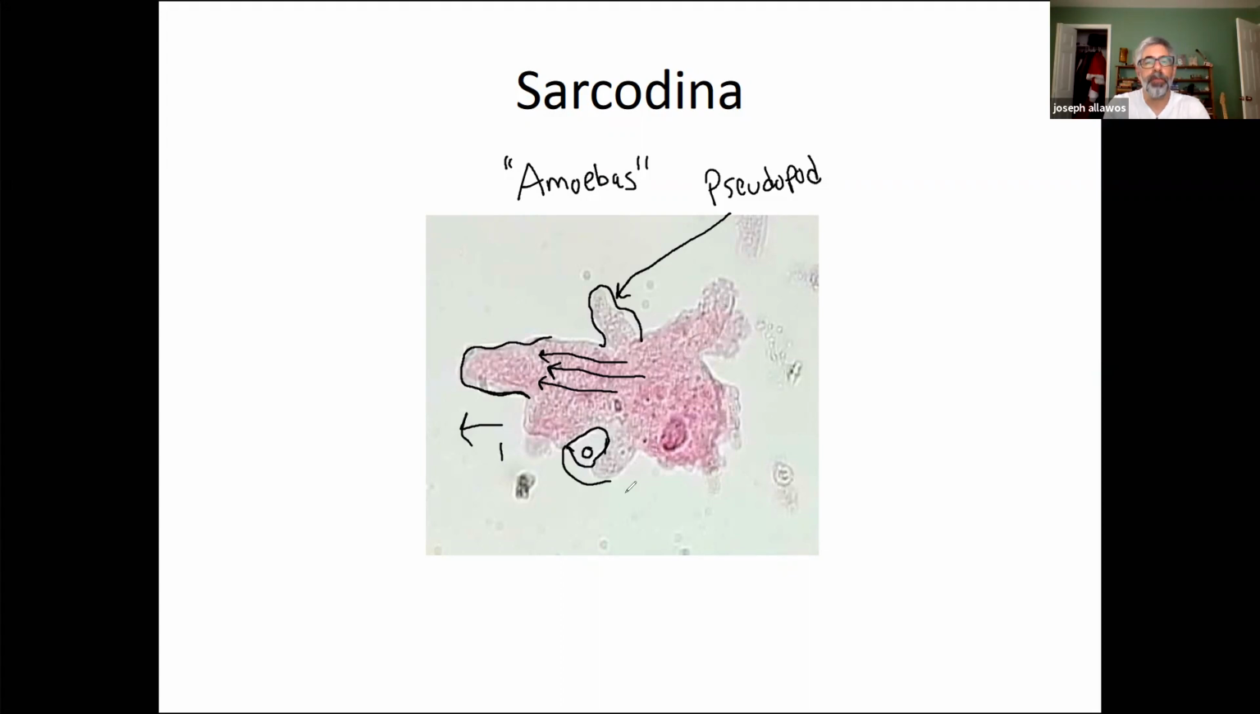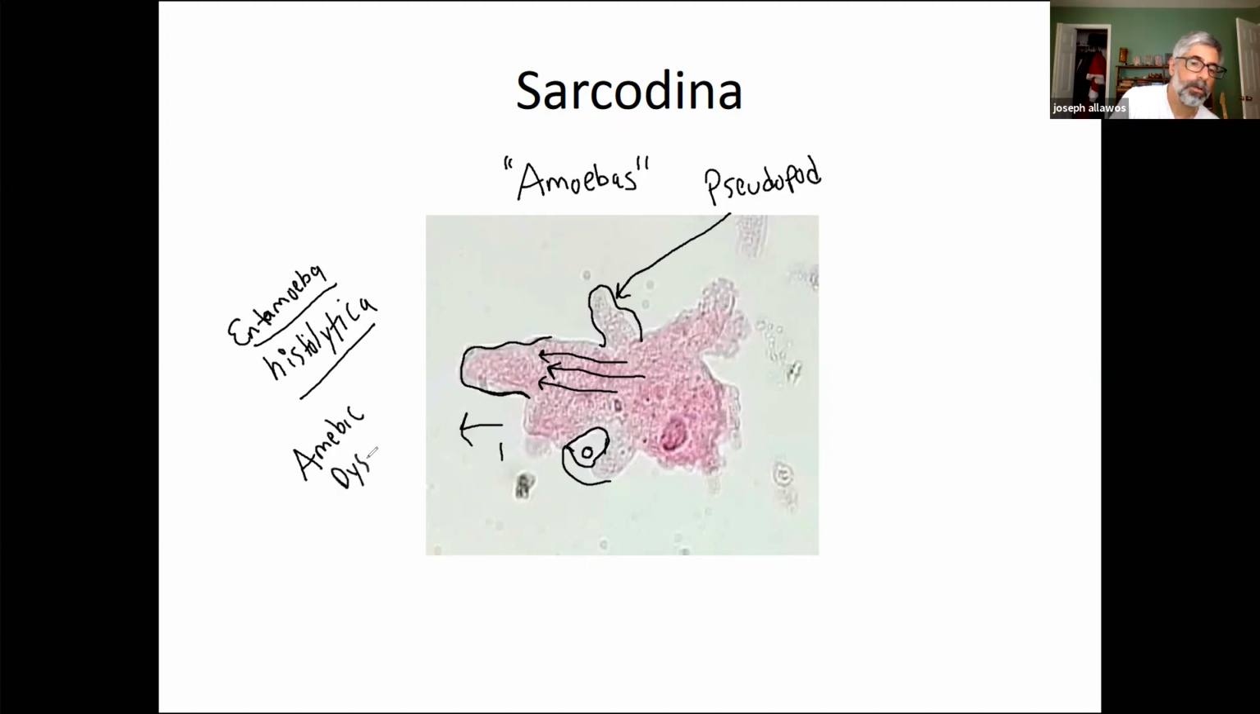So most amoebas are found in water. They're harmless. There are some that are parasites, particularly one called Entamoeba histolytica. And again, these species names you're not responsible for, but I give them to you just for your own knowledge. This is the organism which causes amoebic dysentery, which can be a very serious disease if untreated.